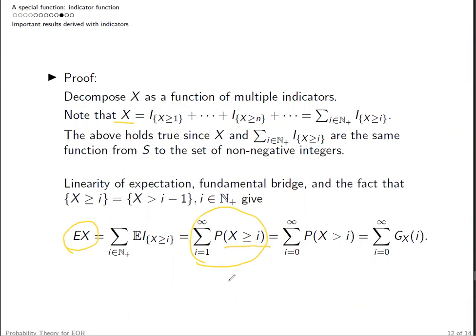But take a look at this event. Given the fact that X only takes non-negative integers, we know this event is equivalent to this format: X is strictly larger than n minus 1. So this summation can also be written as the probability of X strictly larger than n minus 1.